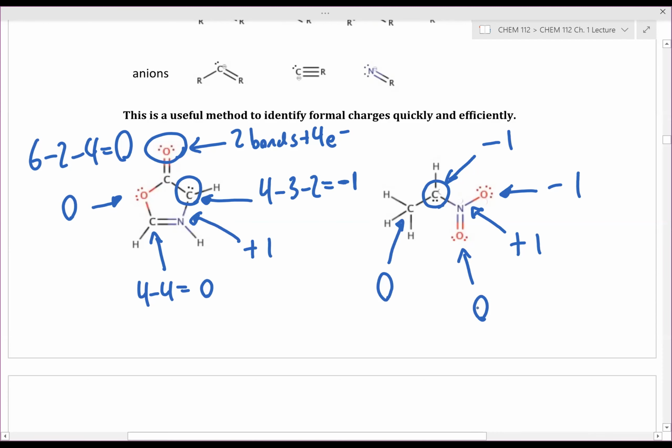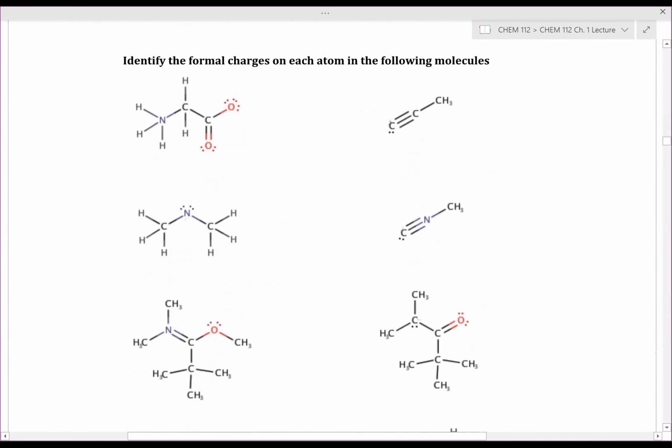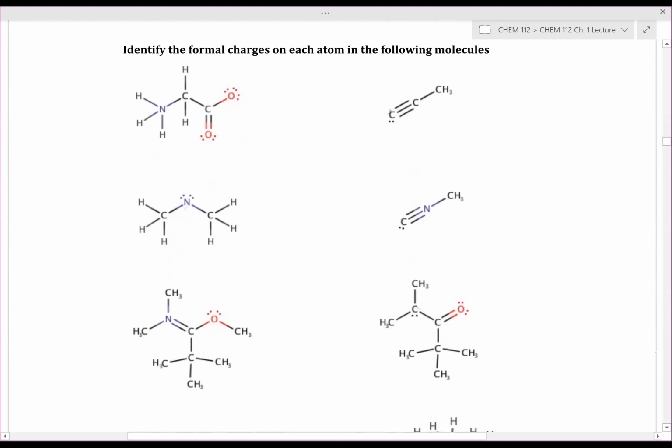I want you to be able to quickly assign formal charges as it helps us identify what species are potentially activated for certain chemical reactions, where electron density is potentially localized in our molecule, and it's really important to identify regions of localized electron density or localized charge as it helps us understand molecular shape and molecular reactivity. Okay. So let's do a few more examples, really just to drive home the point.